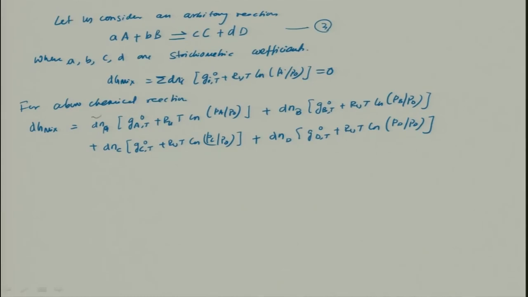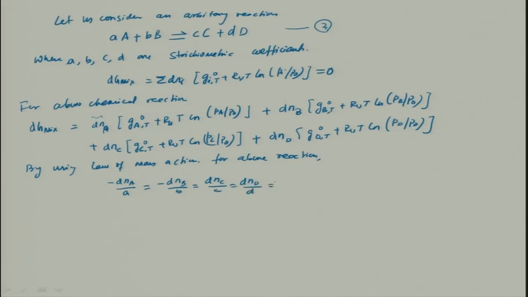Now, how will I find these dn values? For that we will have to invoke the law of mass action. Using the law of mass action for the above reaction, we get dn_A/a equals minus dn_B/b equals dn_C/c equals dn_D/d, which equals a constant, let us say k. So now we will use this in this expression, let us say this is equation 4.